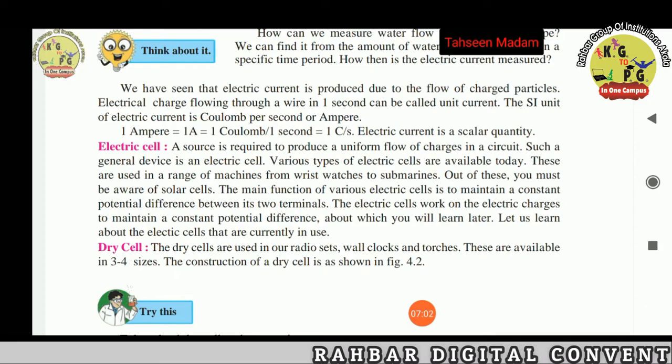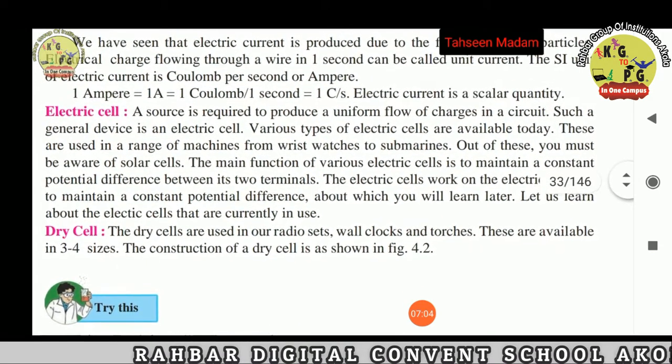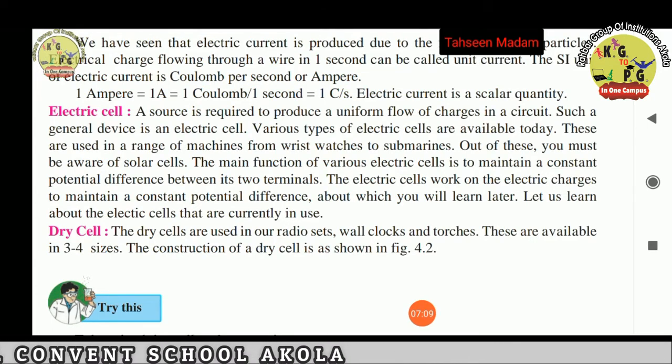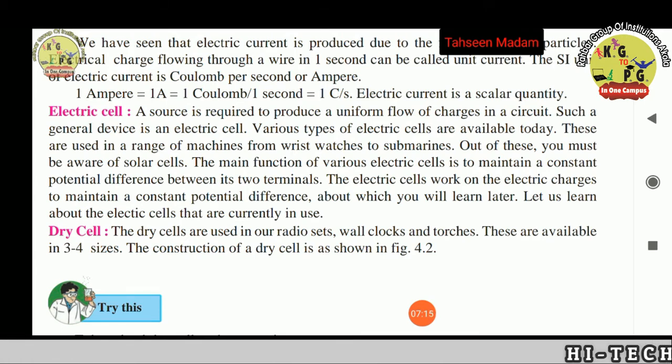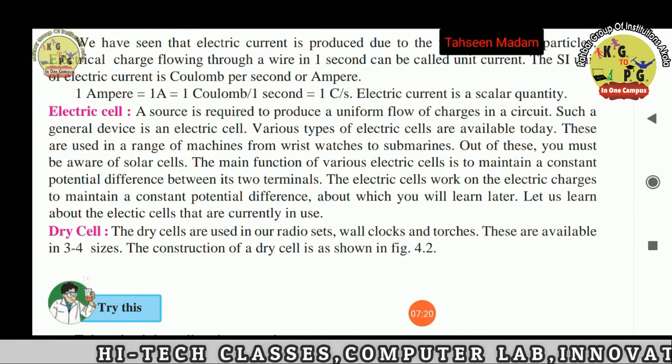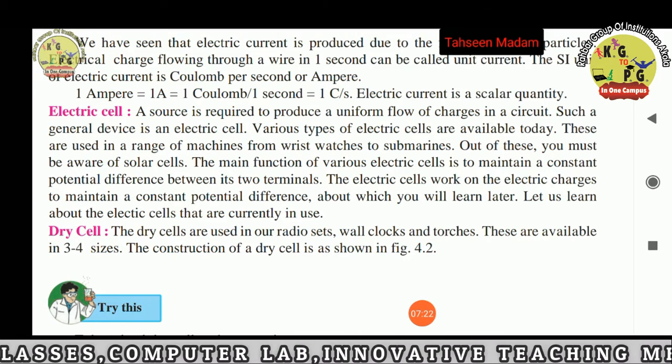Now, electric cell. A source is required to maintain a uniform flow of charge in a circuit. Such a device is an electric cell. Various types of electric cells are available today. These are used in a range of machines from wristwatches to submarines.